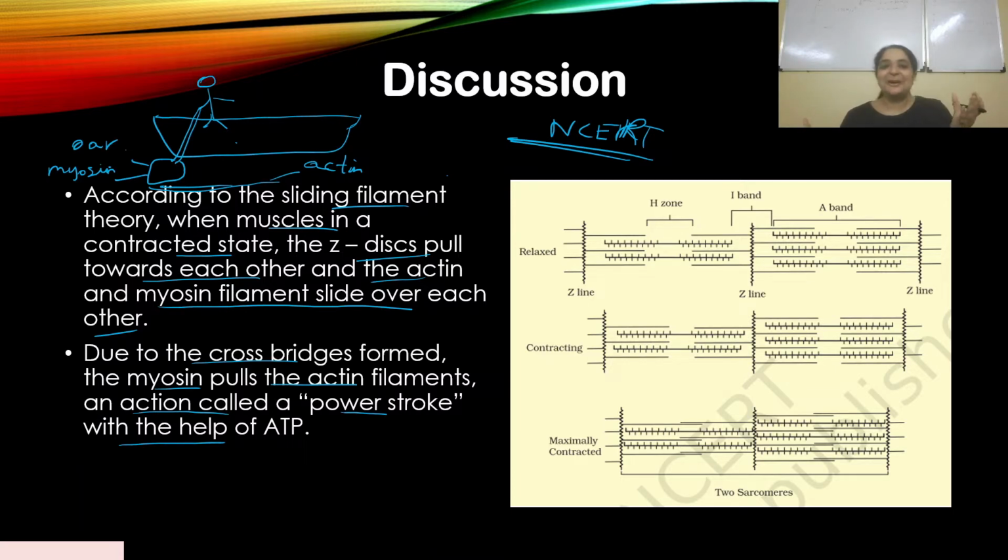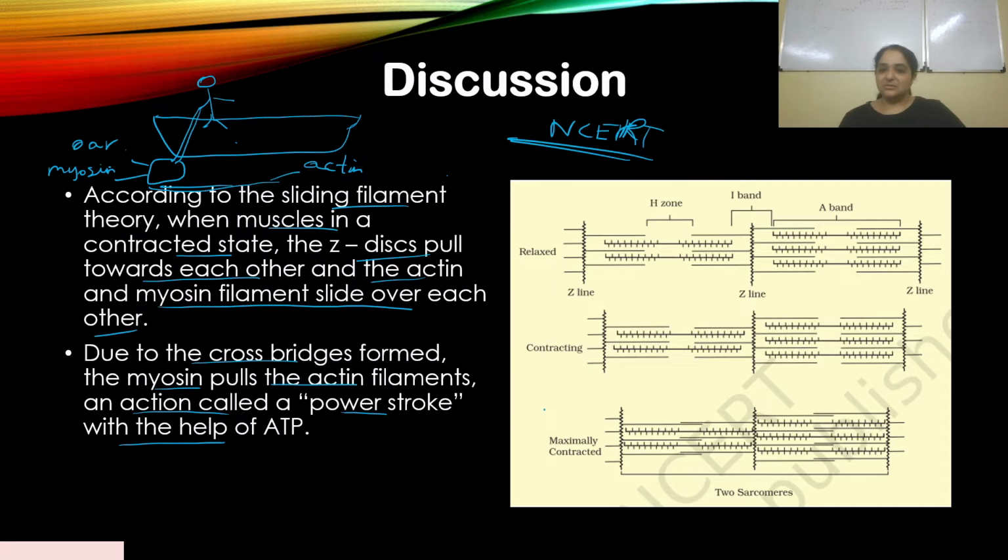I don't know if it seems far-fetched or whether you were able to relate to this analogy, but this is what's actually happening. The myosin head is then pulling, it is moving forward. That's called a power stroke, and that obviously happens with the help of ATP.